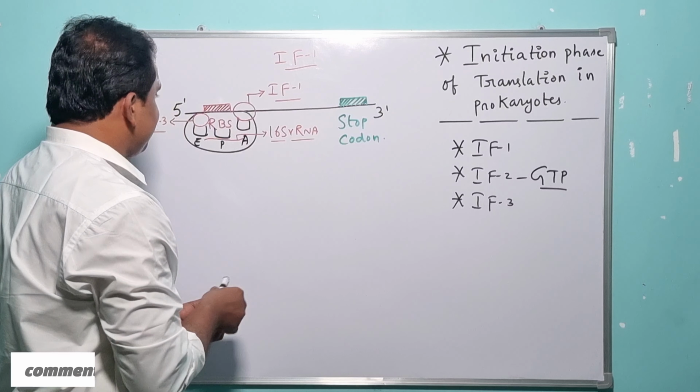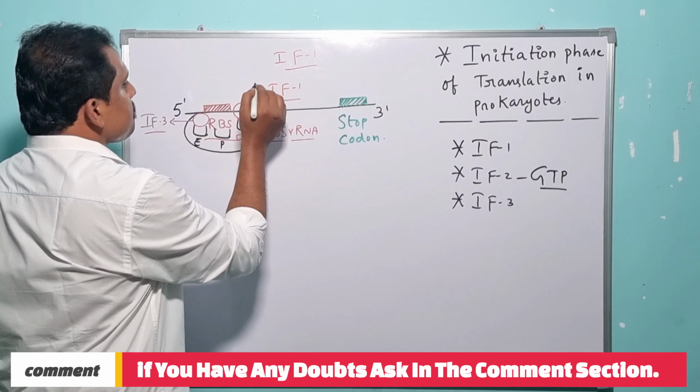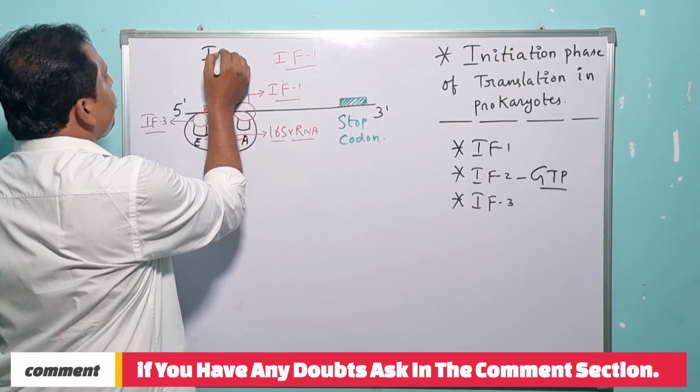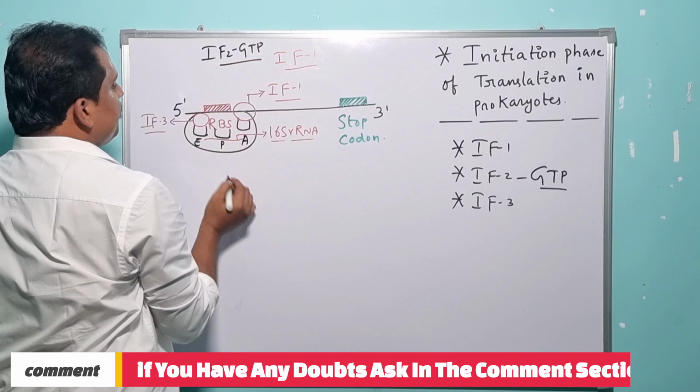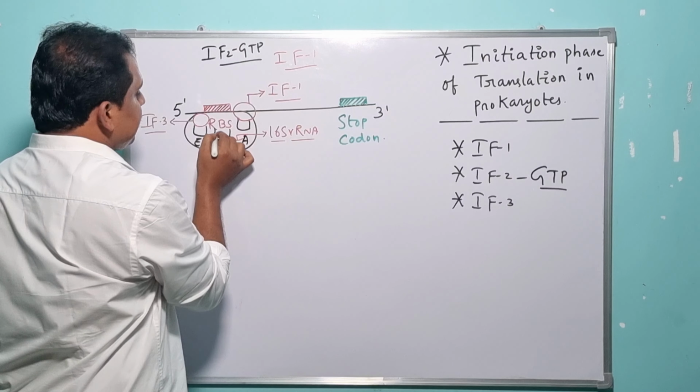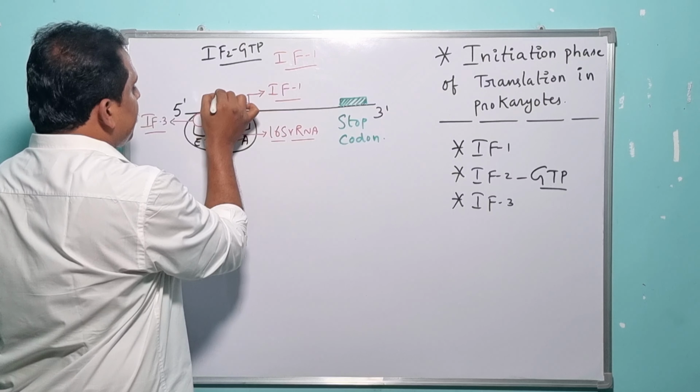So let me write it here. Initiation factor 2, by taking advantage of one molecule of GTP, gets successfully recruited to the P site of the ribosome.